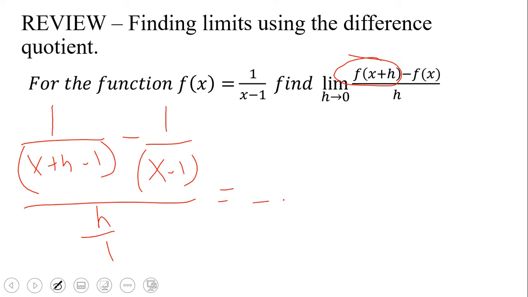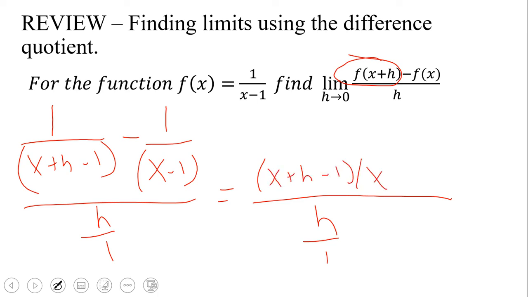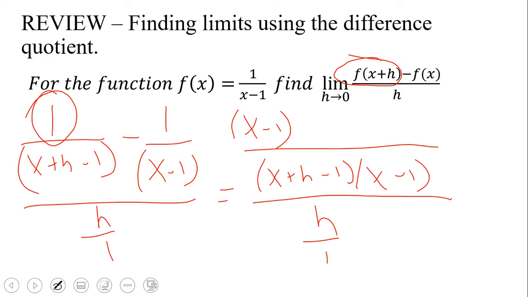Now we're going to go ahead and simplify. So I'm going to leave this as a complex fraction, h over 1 on the bottom. In order to combine the numerator, I'm going to find a common denominator. And the common denominator of x plus h minus 1 times x minus 1 is just those two things being multiplied times each other. That means you have to multiply this value times x minus 1. You have to multiply this value by x plus h minus 1. And because this is a subtraction, you of course want to make sure that you are using parentheses so that you can distribute that minus.